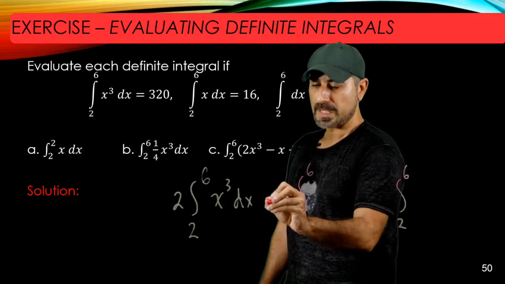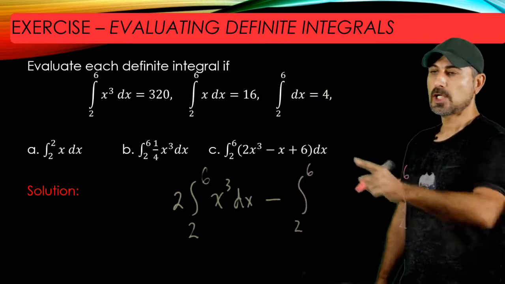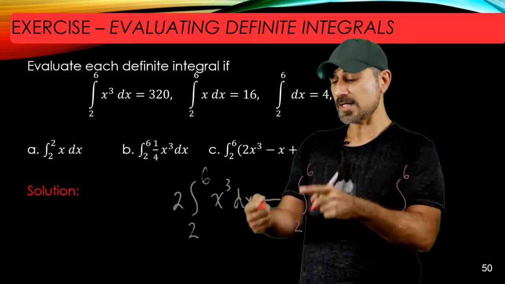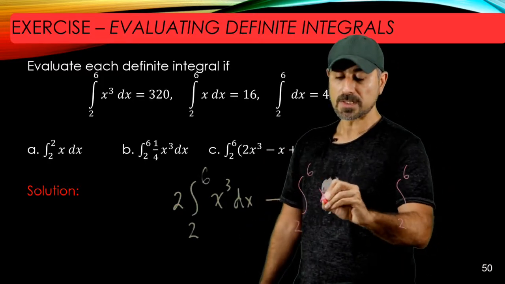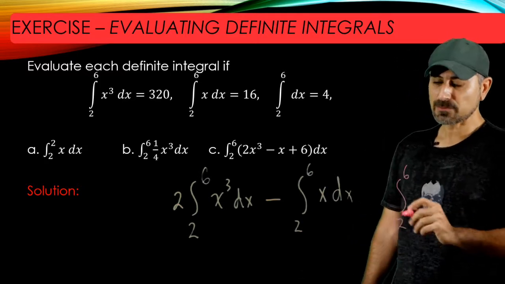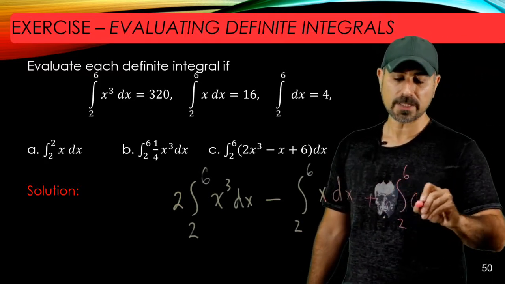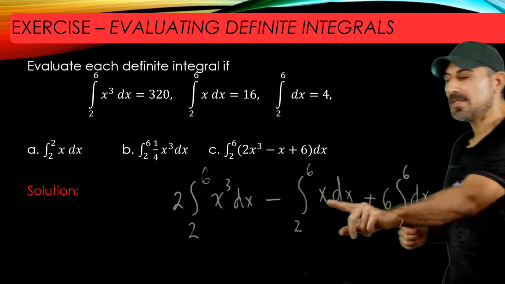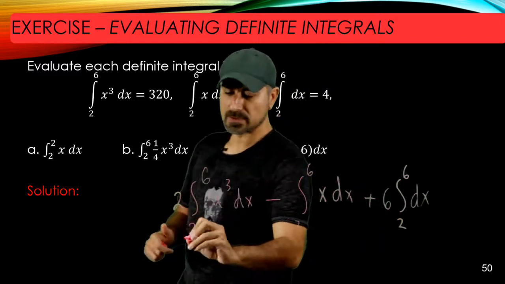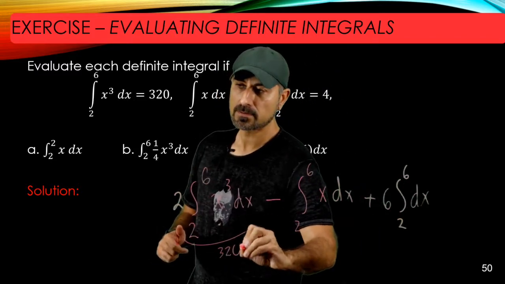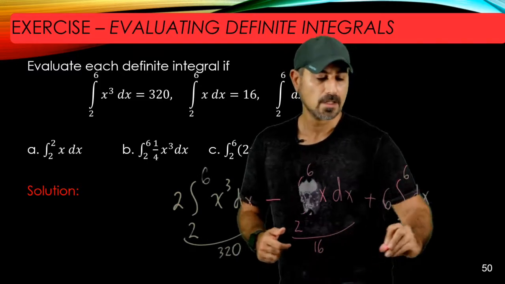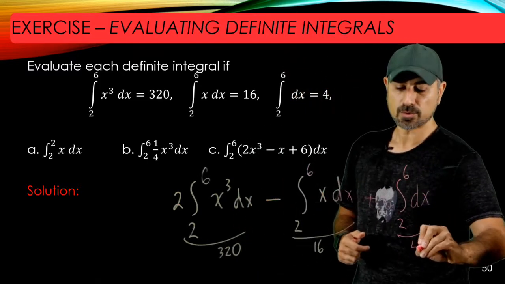And then this is a minus sign. And the coefficient of x is just 1. So, in fact, it's minus 1, so I pulled it out. So this becomes just x dx. And the last term is a constant 6. Why don't we pull out 6 and just worry about the integral of dx? So all 3 integrals are provided to us in the question statement. So in other words, this is 320. And this is 16. And this is just 4.